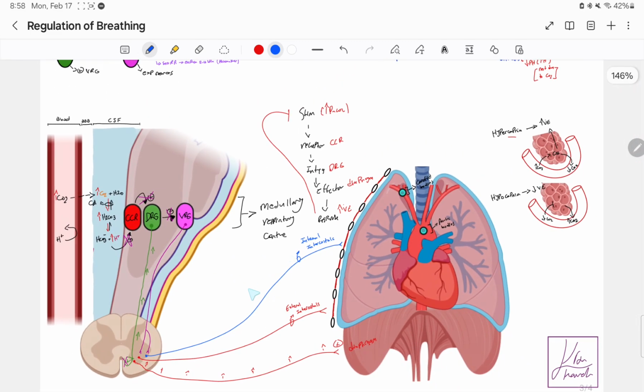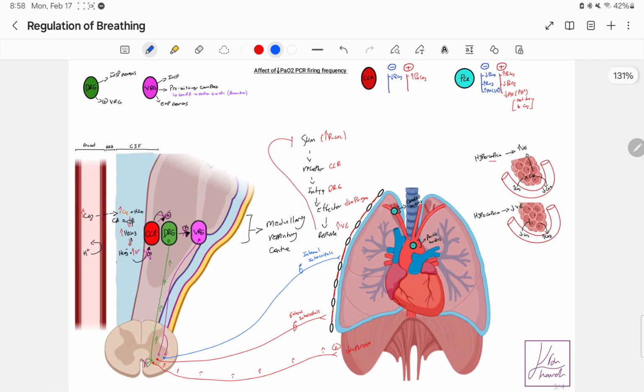All right, and that's how it's working during that exercise scenario that we were talking about. But remember, during regular quiet breathing, it's just the DRG doing its thing. I cannot stress that enough.